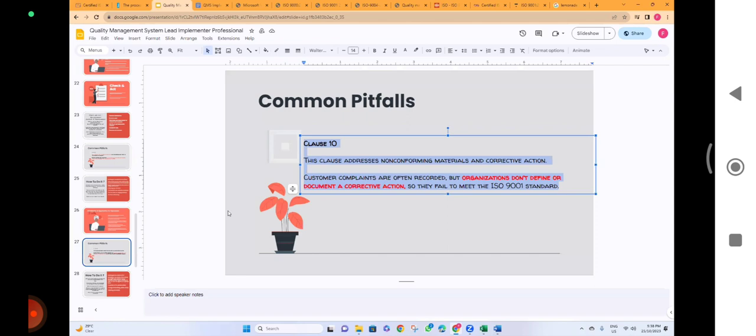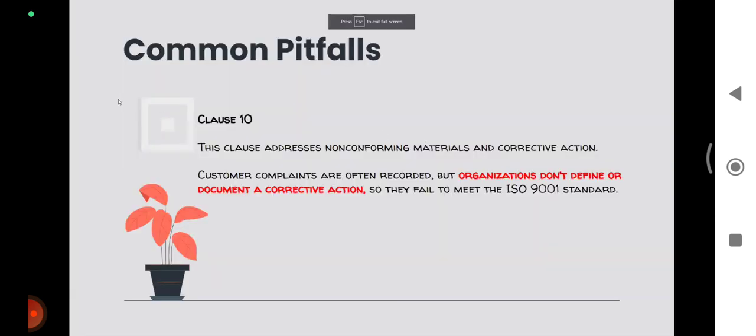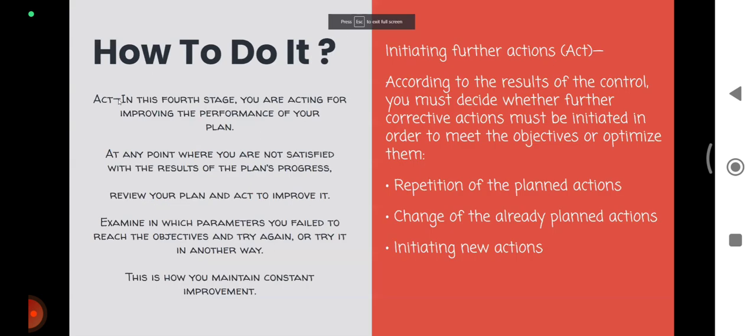Under ACT now, how to do it. ACT is the fourth and last stage that you go through when you are formalizing this quality management system, the quality management activities, and here you are acting for improving the performance of your plan. So at any point where you are not satisfied with the results of the plan's progress, you have to review your plan and then act on how to improve it. How you do it is basically the initiation of further actions. According to the results of the control, you must decide whether corrective actions must be initiated.